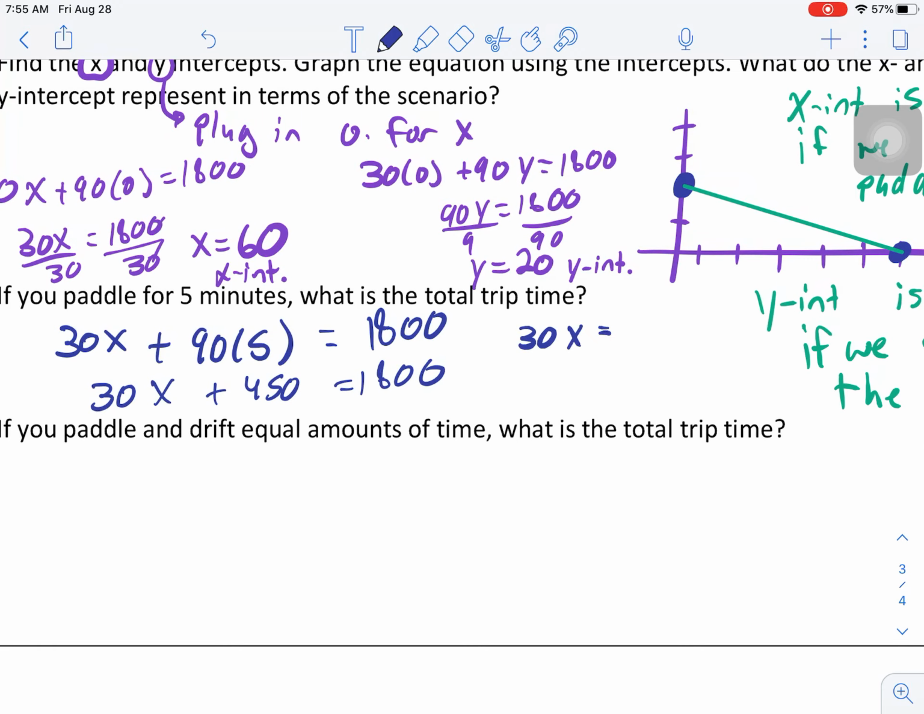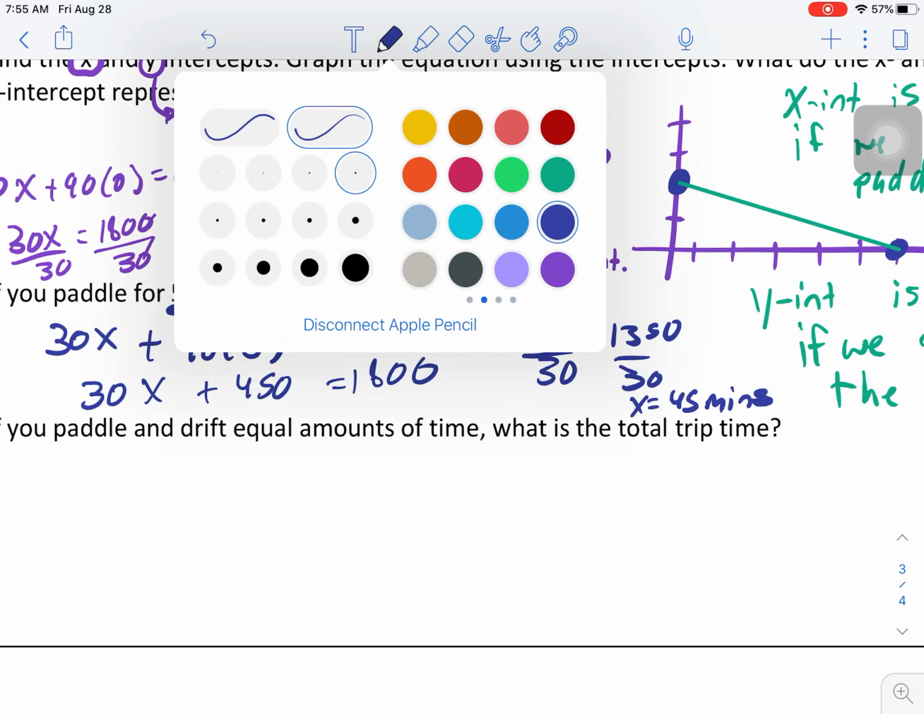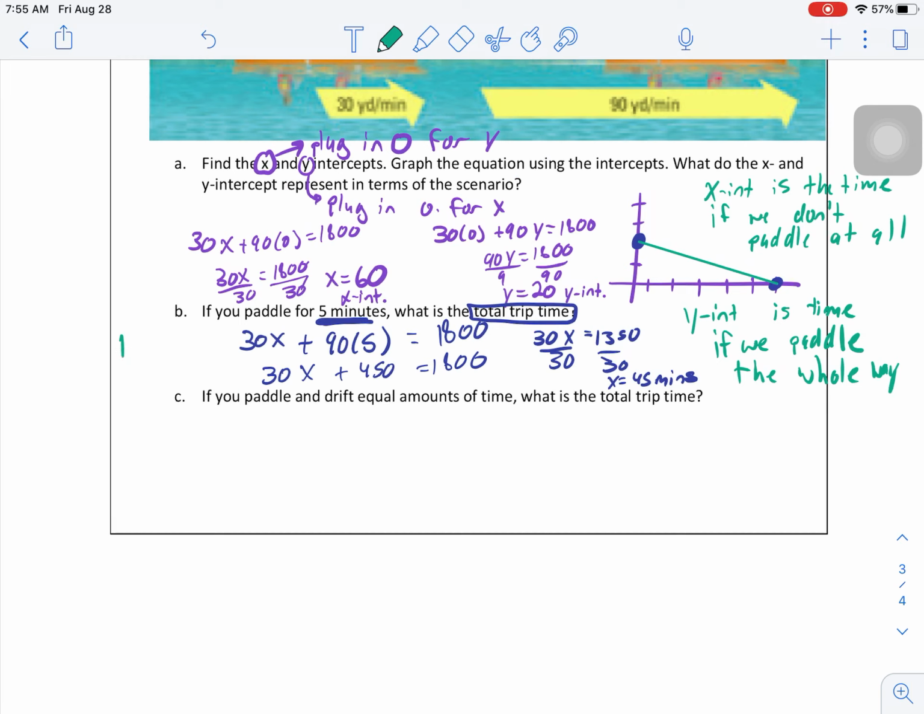So 30x equals 1350, right? And then if we take 1350 and divide by 30, that's going to give us 45. We get x is equal to 45 minutes. But it asks us what is the total trip time. Well, we can't forget about those 5 minutes that we first started paddling. So then we have to say the total trip time is 50 minutes.